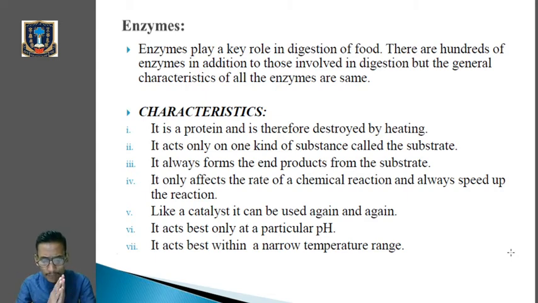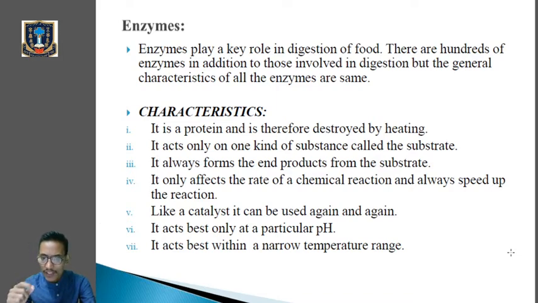So the first one: enzymes are proteins, and therefore they are destroyed by heating. When we heat an enzyme, it will be destroyed because it is made up of protein. Second, it acts only on one kind of substance, called the substrate, so it is specific. Number 3, it always forms the same end product from the substrate. So the end product will always be the same for the substrate it acts on.